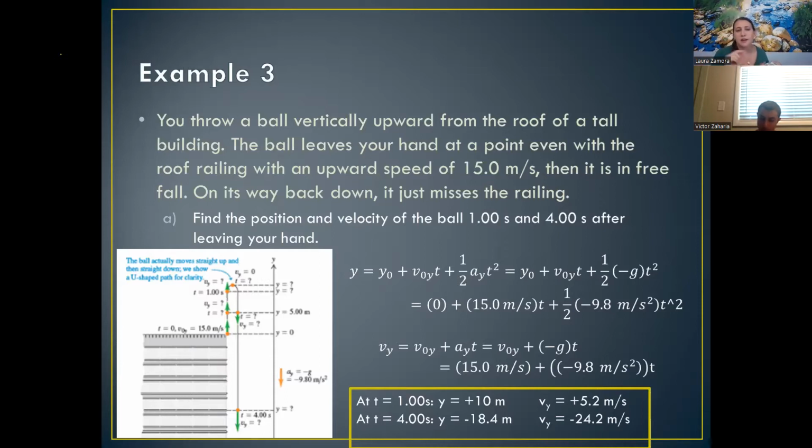Okay, and we can verify that from our velocities because our first velocity is positive 5.2 meters per second. And our second velocity answer is negative 24.2 meters per second. So the fact that the first one is positive and the second one is negative means that at some point within that time interval, it has changed direction.